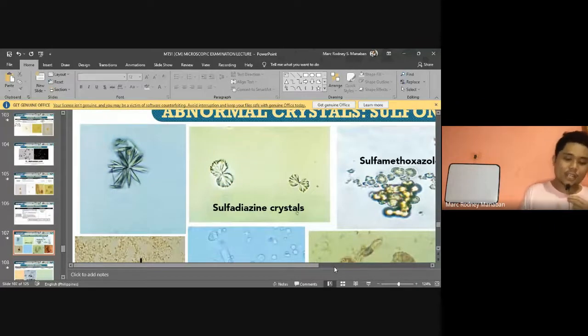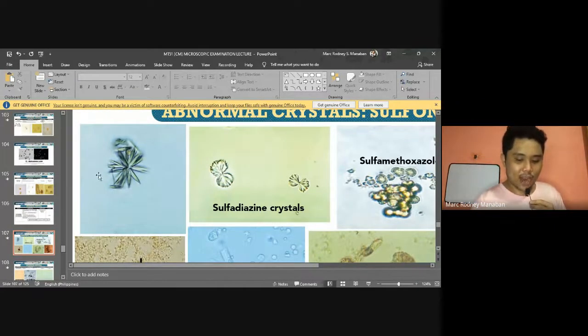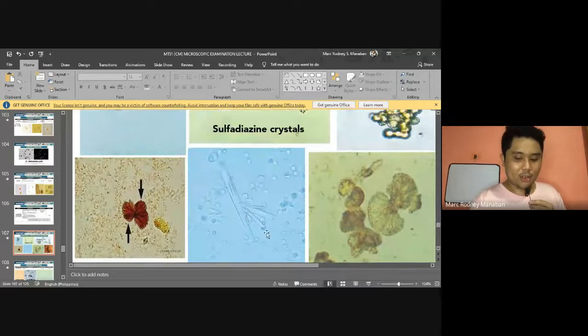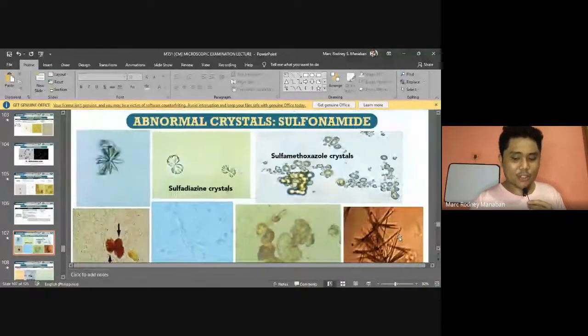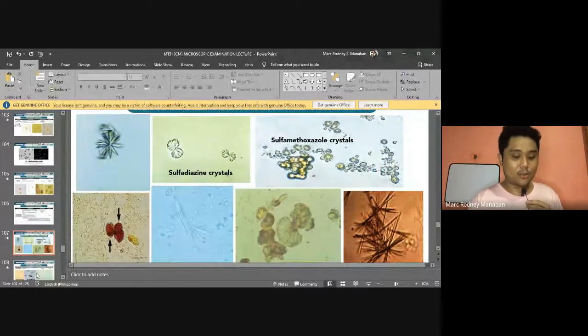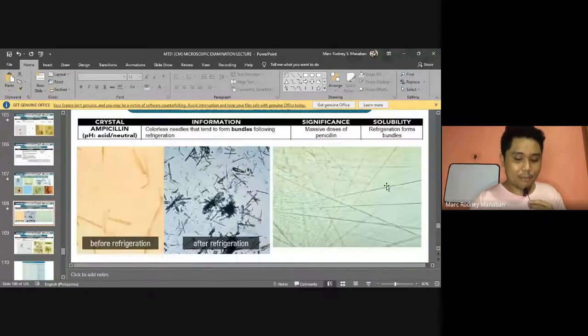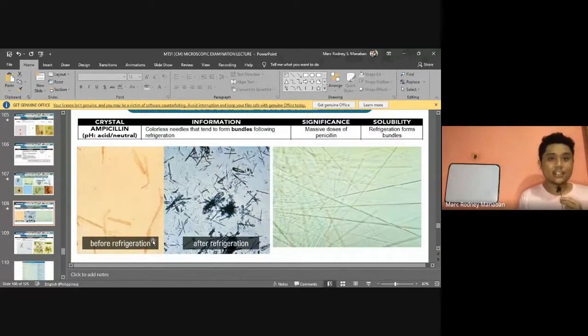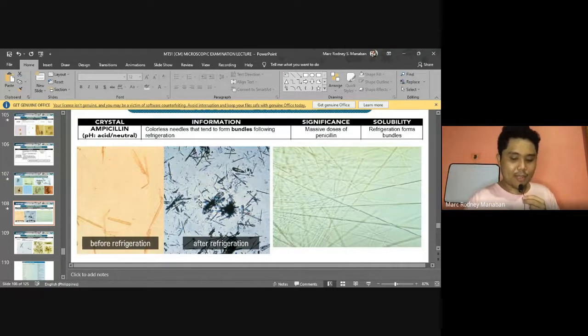Okay? Alright. So, as you can see, it can be a rosette form, like flowers. And it can still be needles. So that's why it can be mistaken for calcium phosphate and other crystals that are needles. Okay? Next, of course, you have ampicillin, which is an antibiotic. So a very important characteristic, dears, is that it forms bundles or becomes more numerous after refrigeration. Okay?